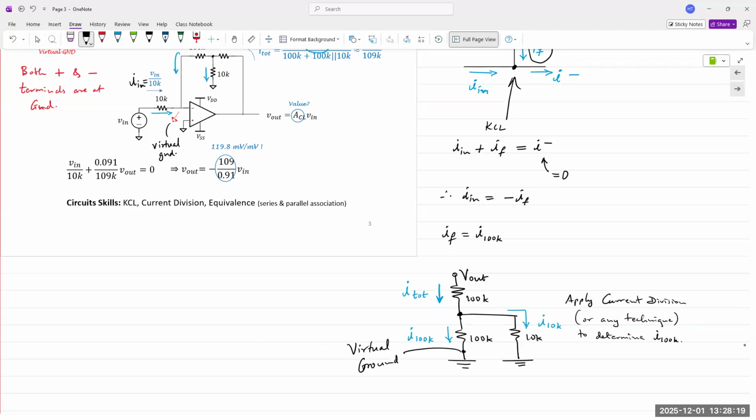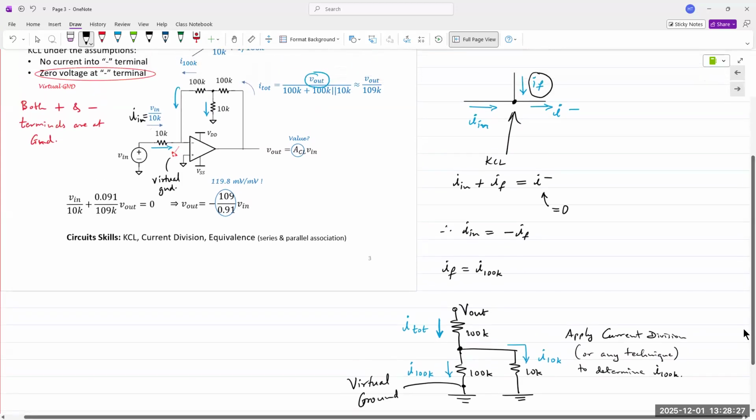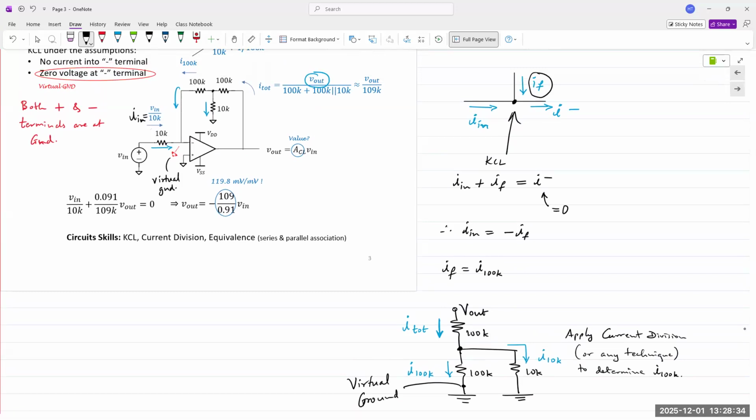I state current division because it's the easiest way to obtain the answer in one step. Anyway, if you had more than 3 resistors in there, you would keep on applying techniques to determine what that final current would be that is entering the inverting terminal. But once we have that, then we can apply this equation that I_in plus I_F is equal to 0. And that's what we have here.